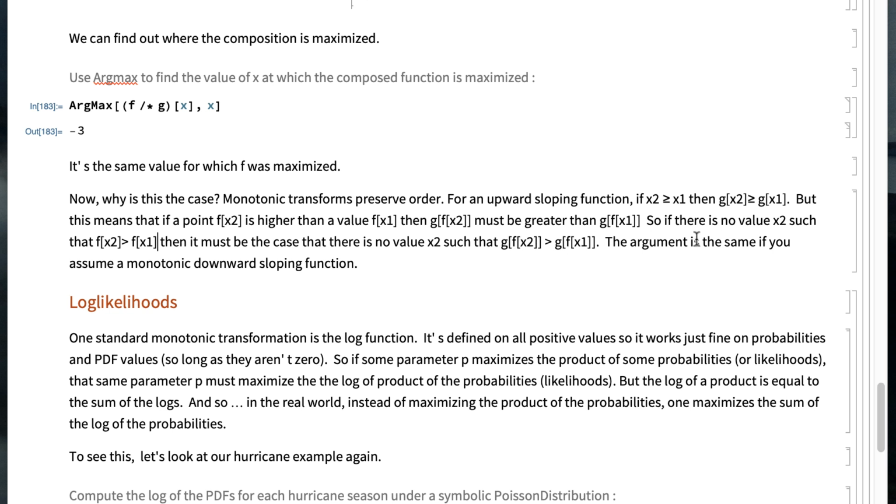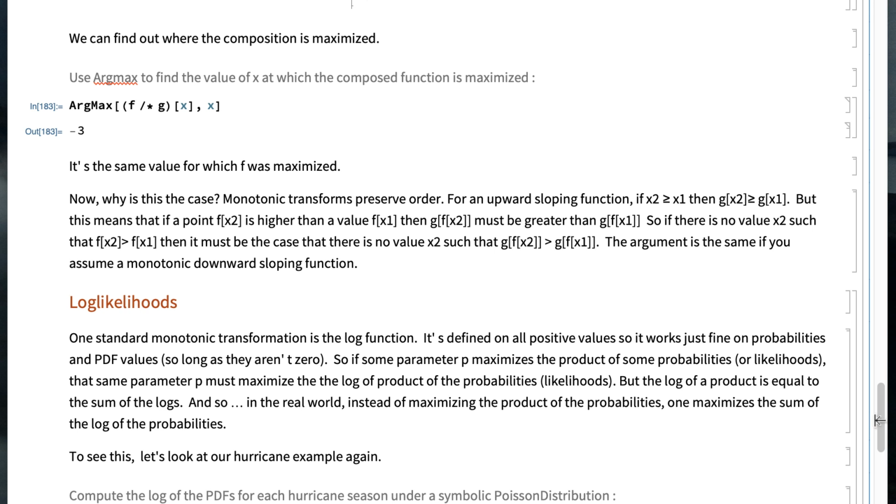And so if you've found the maximum and it's f of x1, then g of f of x1 must be maximizing g. And if you have a downward sloping function, it's essentially the same argument. So I don't know if that helps or not. You can either take it on faith or you can try to understand the proof. But either way, if you have a function and you compose it with a monotonic function, then the value that maximizes the composed function also maximizes the original function and vice versa.